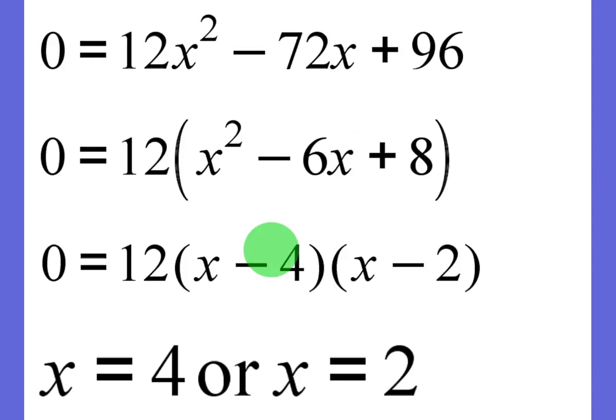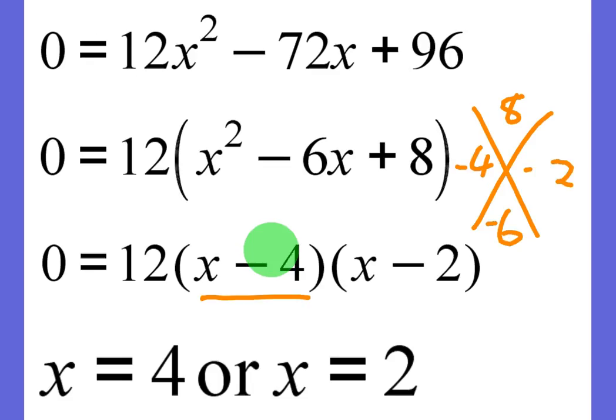We can use the x method here. The top would be 8, the bottom would be minus 6. On the sides would be minus 4 and minus 2, which is what's going to become our factored form. We have two critical values here, x equals 4 and x equals 2. And set this equal to 0. The 12 won't matter because it never equals 0.